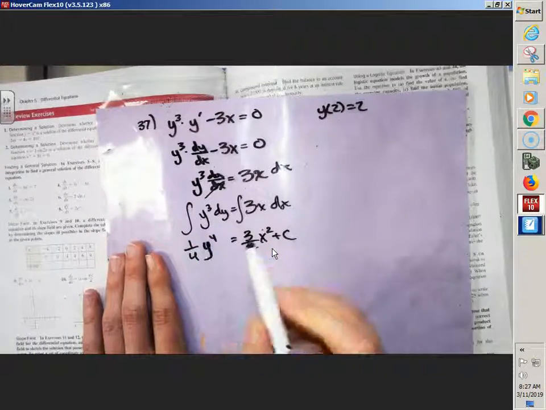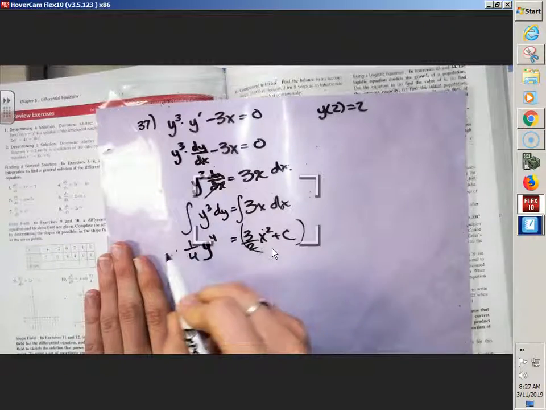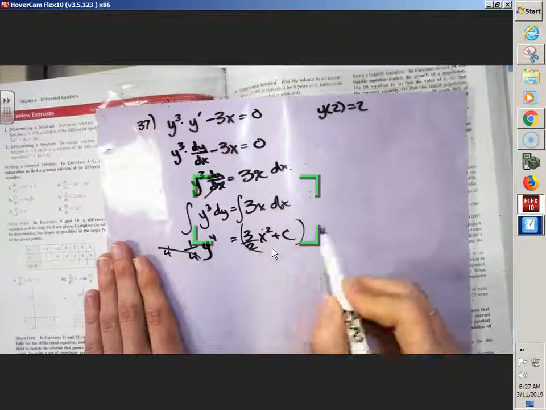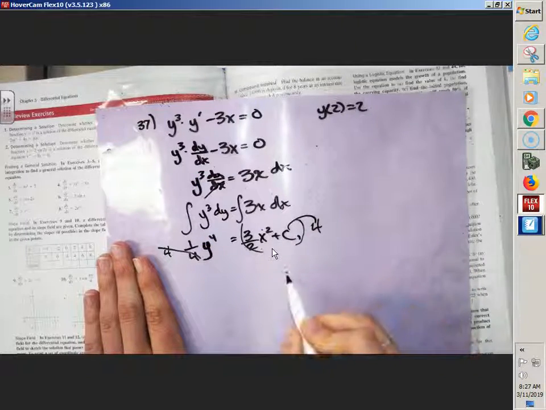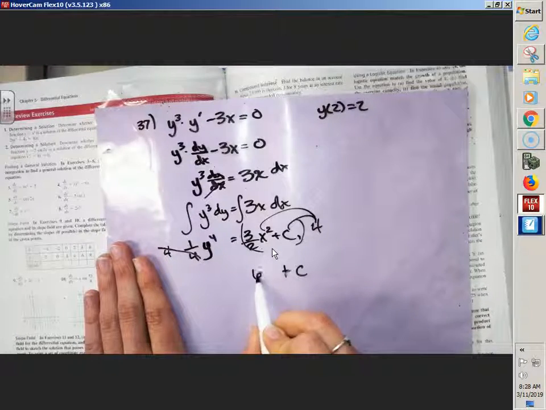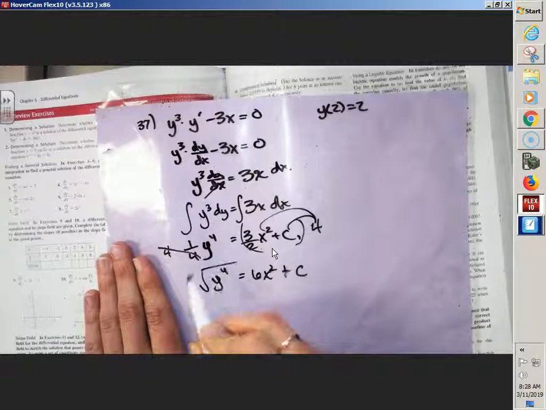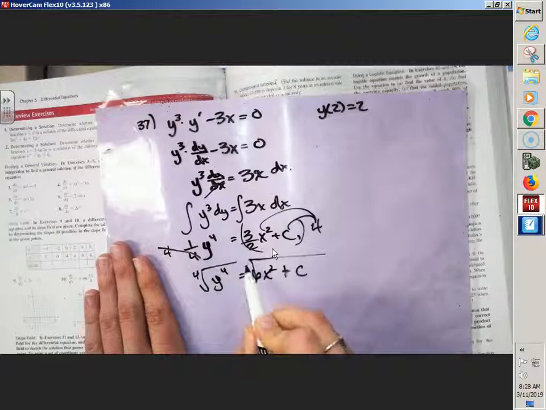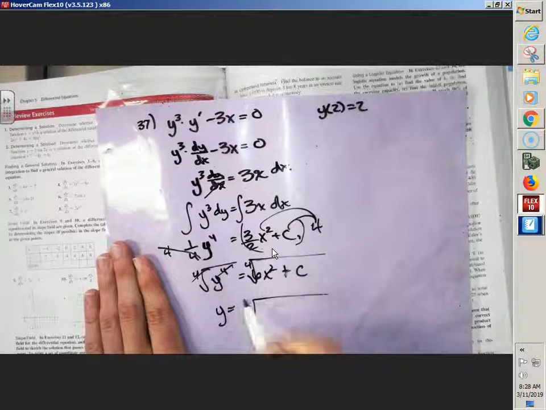How do I get y by itself? Come on, you guys know. Multiply both sides by 4. Yeah? We can name this a C1 if you want. 4 times C1 will just be another C, whatever. And then I have 6x squared equals y to the 4th. And we undo a 4th power with a 4th root. Y equals the 4th root of 6x squared plus c.